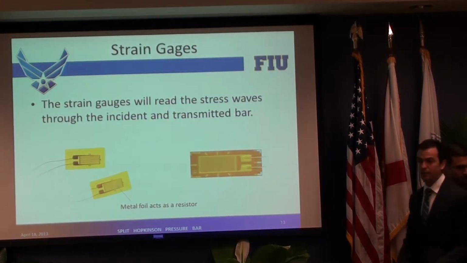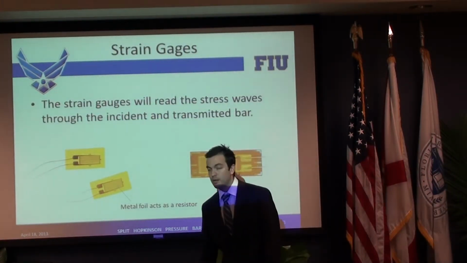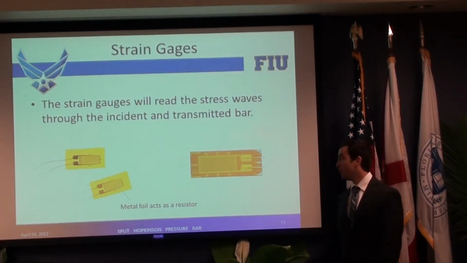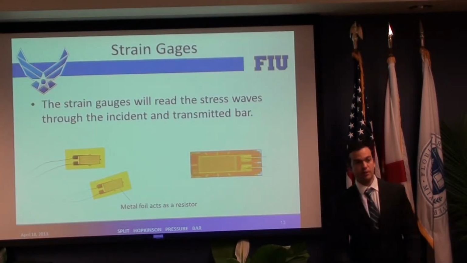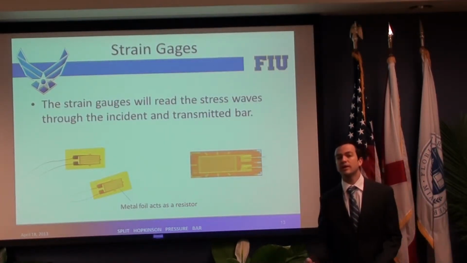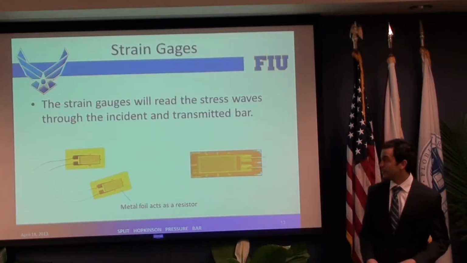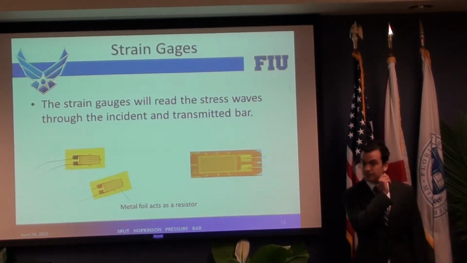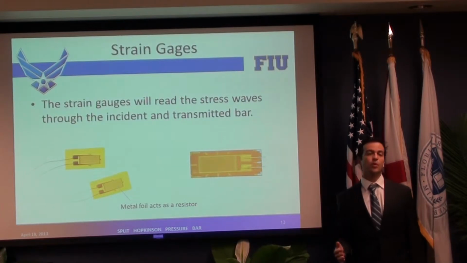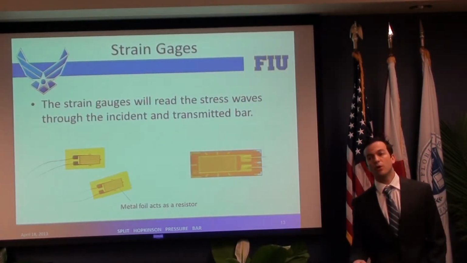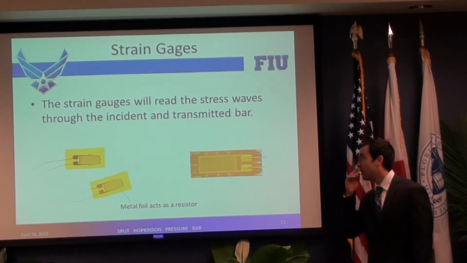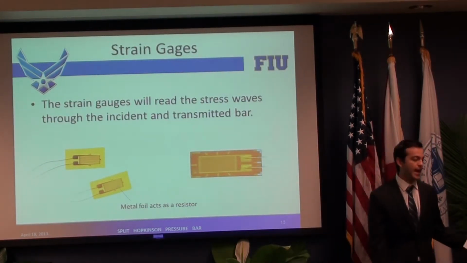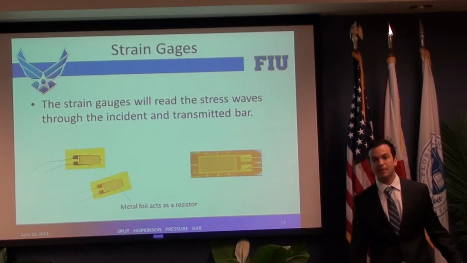Okay, as we stated before, we're not only improving the striking system of the split Hopkinson bar, we're also improving the data acquisition, which is the way we get results out of the system. The strain gauges are the devices that we're using in order to read the change of voltage and the deformation on the bars.